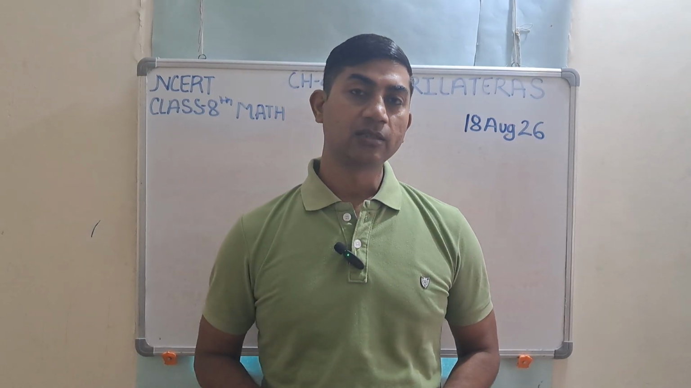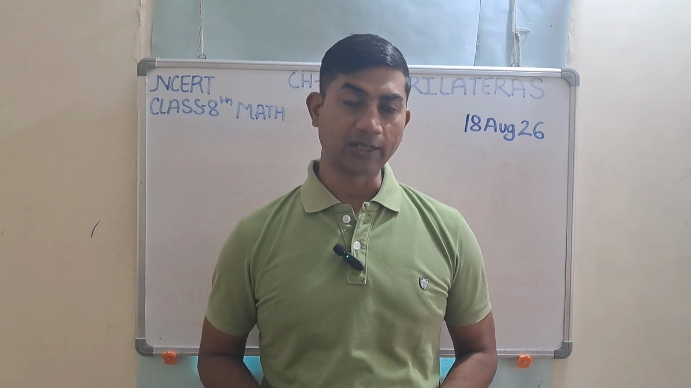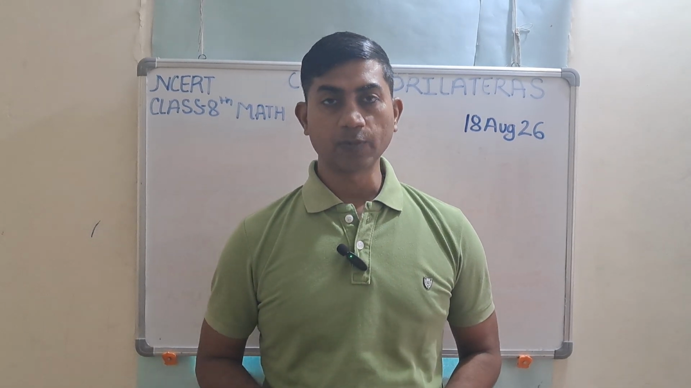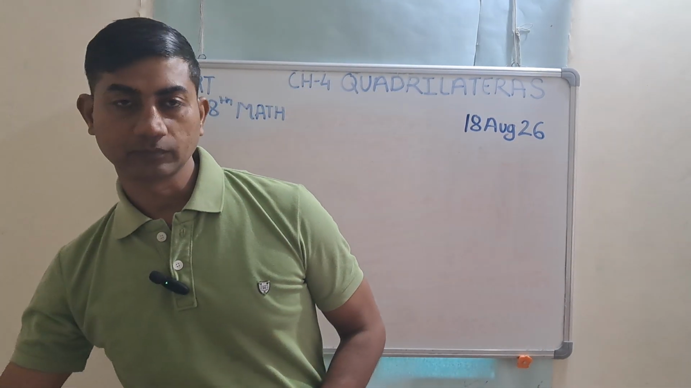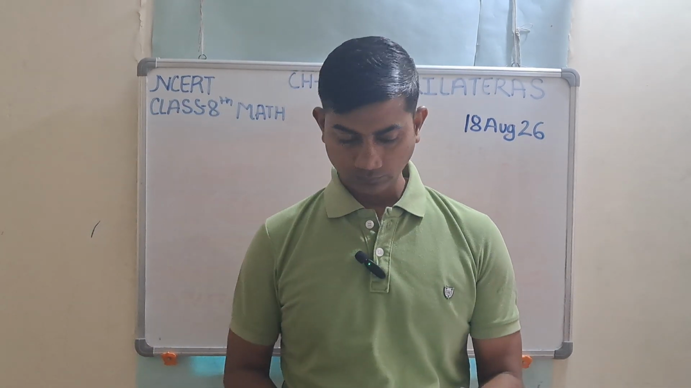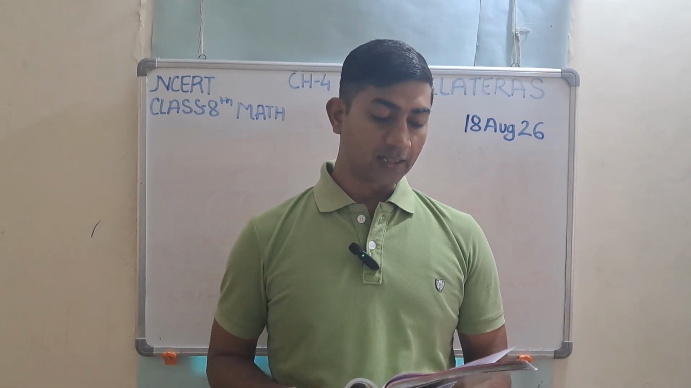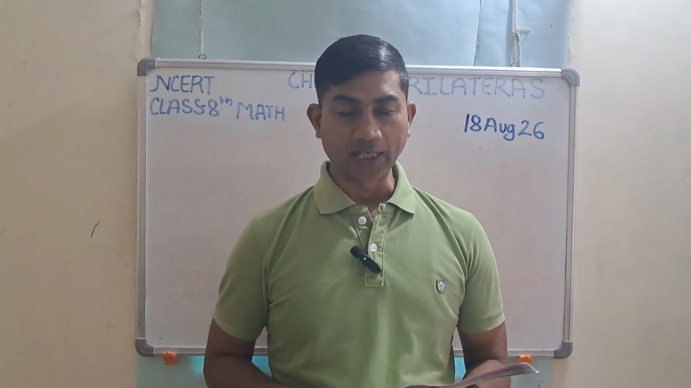In yesterday's class, we were doing the problems mentioned at the end of this chapter, and we will continue with problem number 6. What is problem number 6? That we will see. Problem number 6 is: construct a square with diagonal 6 cm without using a protractor.